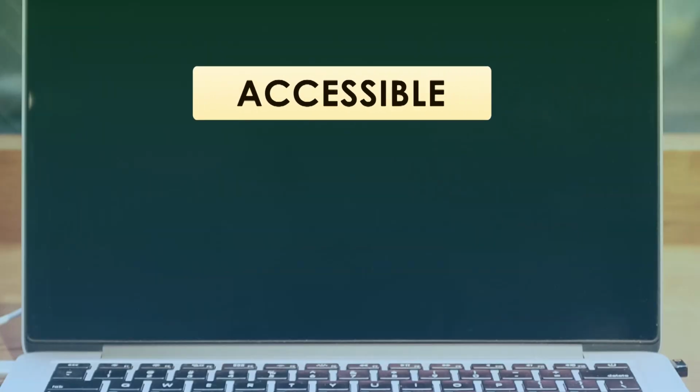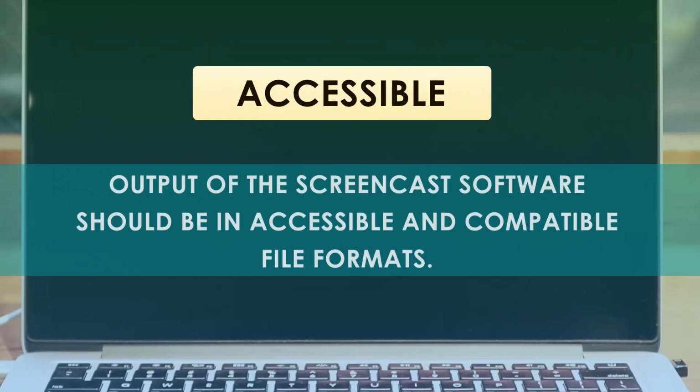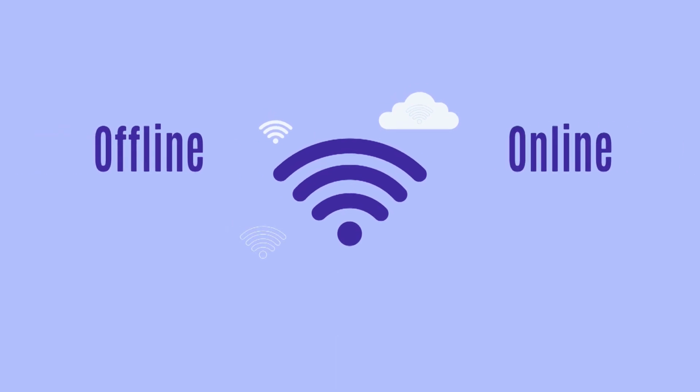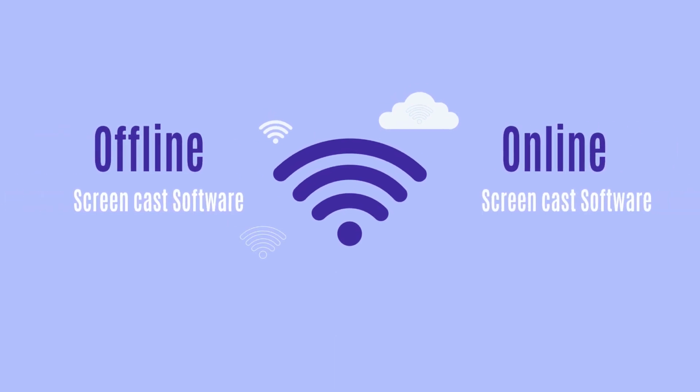Accessibility is another criterion we should keep in mind. The output of the screencast should be in a compatible file format. Another criterion we should keep in mind is whether it is offline or online. Sometimes we prefer the online screencast software. There you have to install the web launcher once and then for the rest of the time you have to be online and you can record.